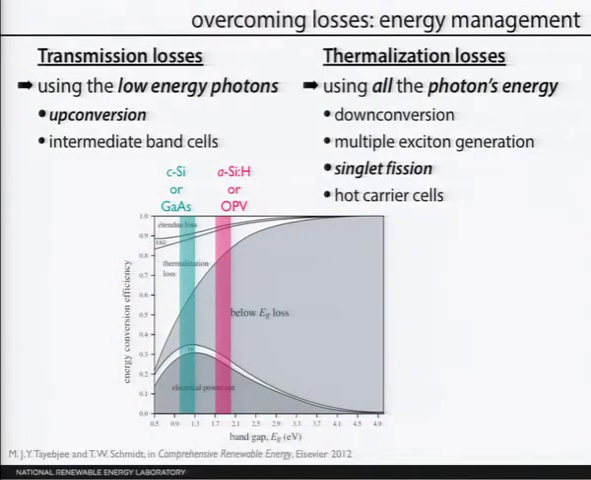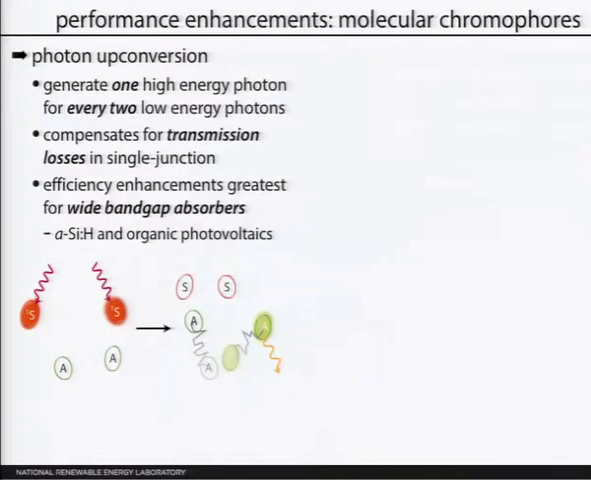To overcome these losses, there are a number of different strategies that have been employed to gain back some of the energy lost by transmission of low energy photons. Today I'm going to talk about photon upconversion. But there are also structures like the intermediate band solar cell. And then in terms of thermalization, as I said, I was going to talk a little bit about singlet fission, but I won't get a chance to do that. But there are other processes such as down conversion, multiple exciton generation in inorganic semiconductors, and hot carrier solar cells.